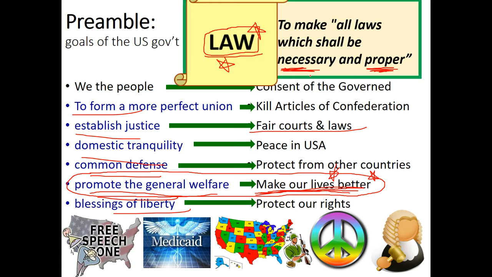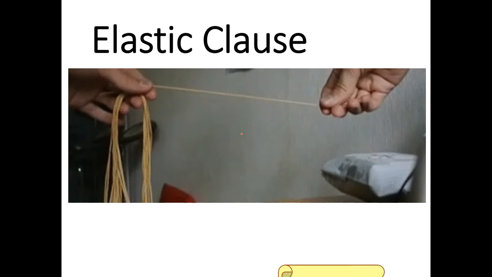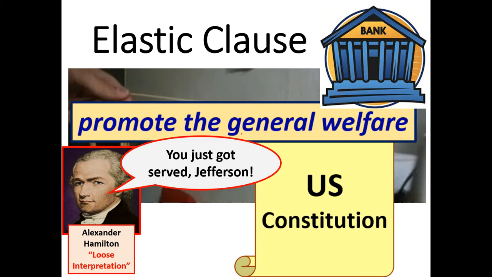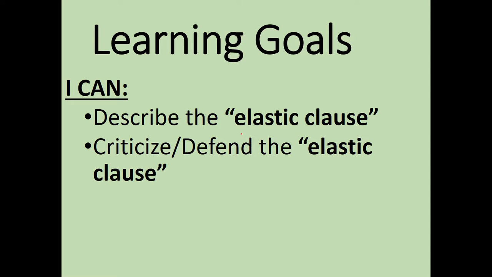Even though it's not stated that you can do it, even though it's not written in the Constitution, the government can still do it because it's necessary and proper, because it helps fulfill the preamble. If it helps keep the peace, then that's necessary, that's proper. The government can then proceed. That's how the elastic clause works. That's where it is today.